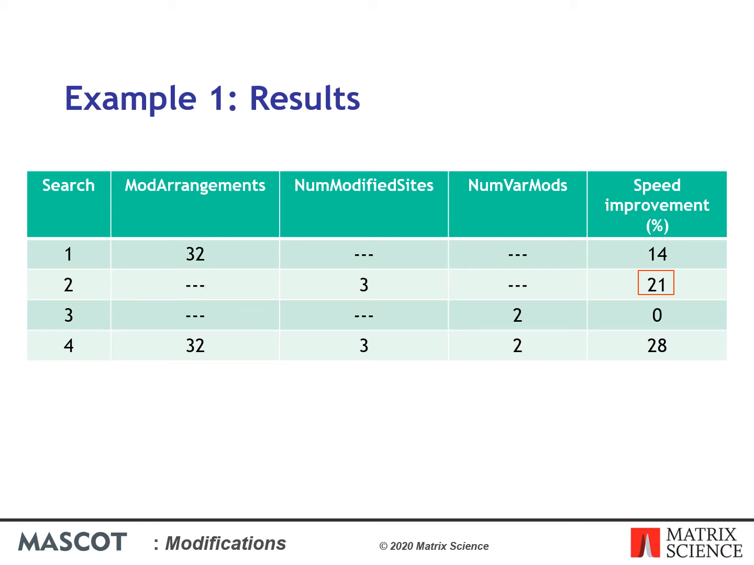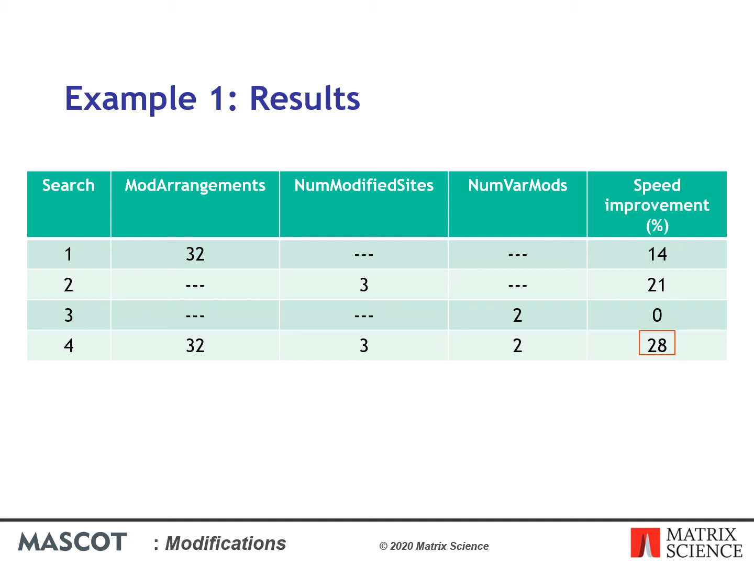In both cases, this is because we're reducing the search space, which has quite a big impact on the time taken for the error tolerant search. Reducing the maximum number of different variable modifications per peptide doesn't improve the search speed. In this case, that is expected because we've only got 2 variable modifications selected in the search settings, so changing this won't have any effect on the search space.